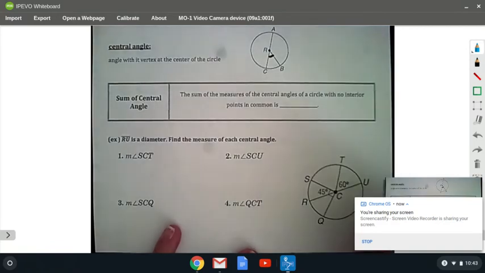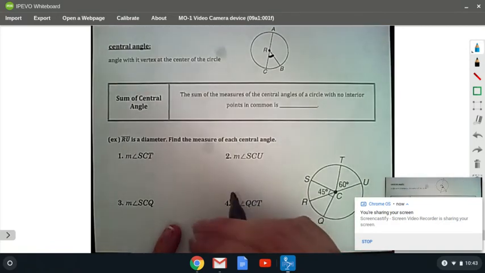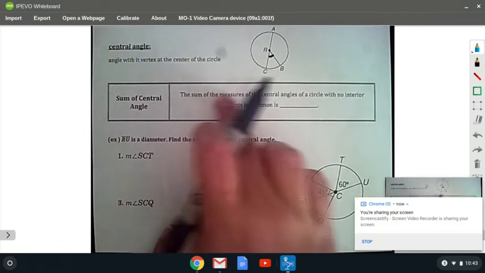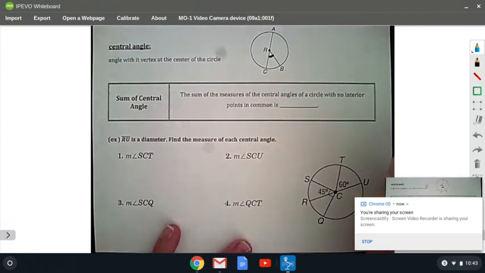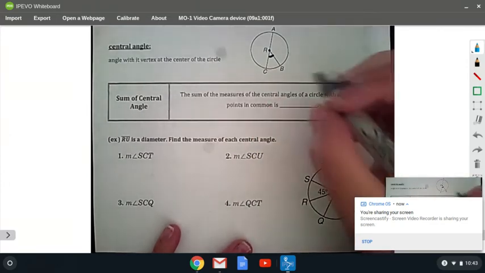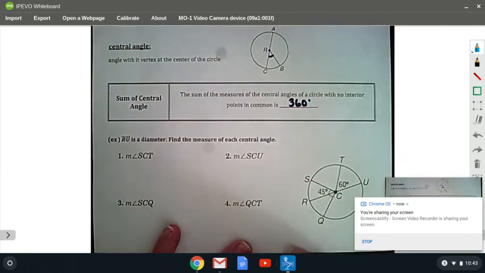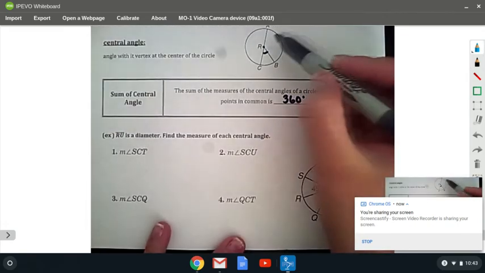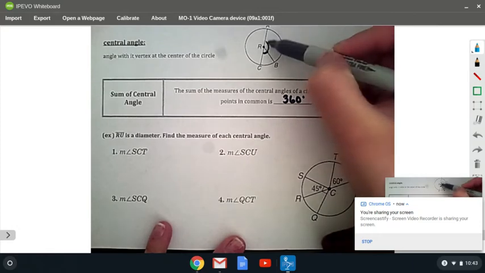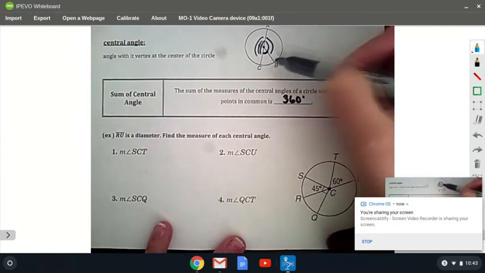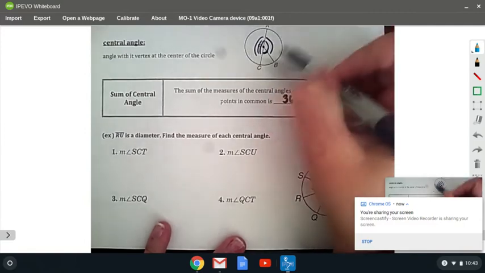There is a theorem here. The sum of the measures of the central angles of a circle with no interior points in common is 360 degrees. So this is a central angle, this is a central angle, and so is that one. So all three of those should add to 360.